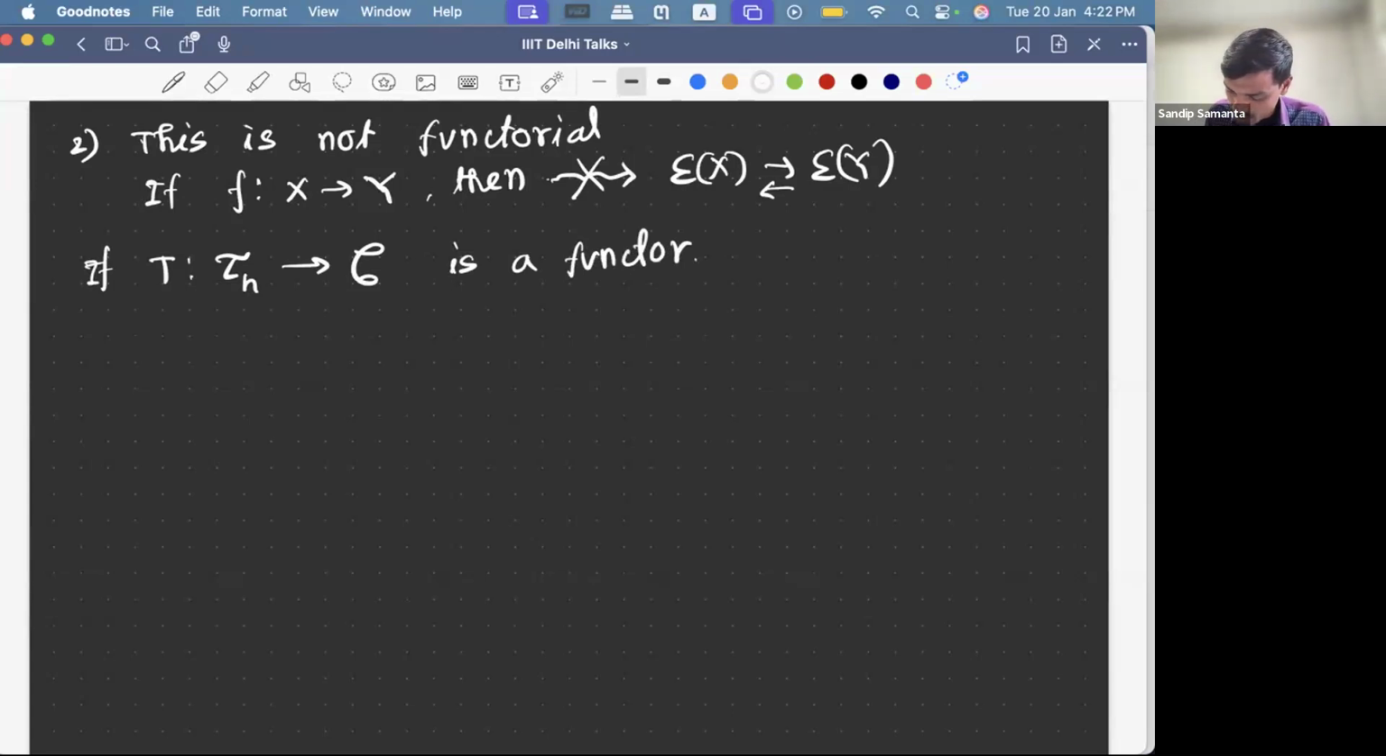Then we have a map from epsilon X to epsilon TX. By functor, I mean covariant functor, okay? So the morphism is sent in the same direction. TX is the corresponding element in this category C, and it's the usual map.